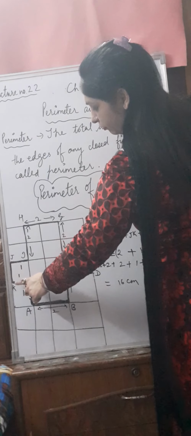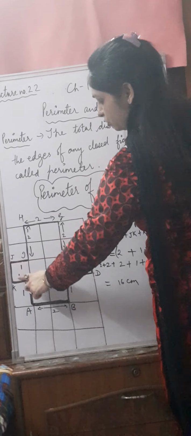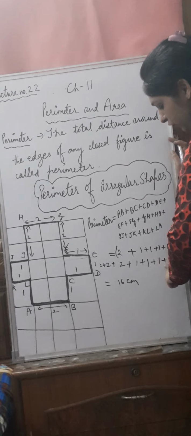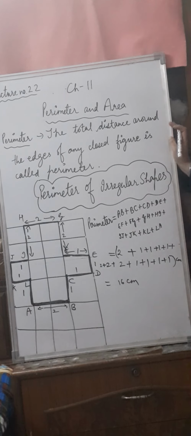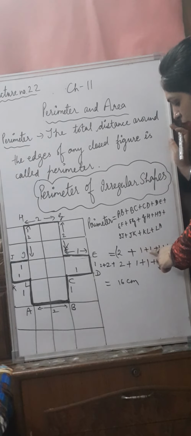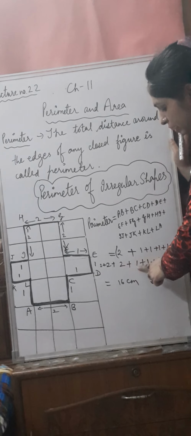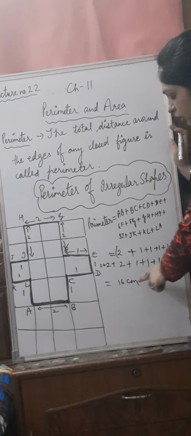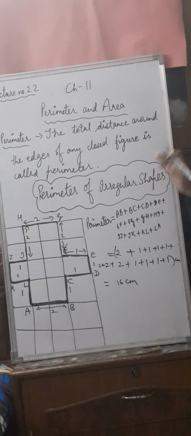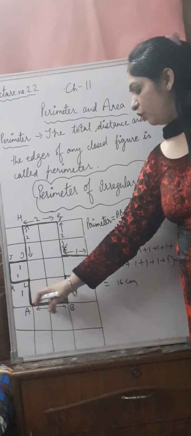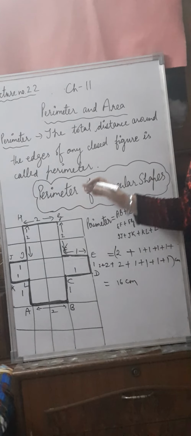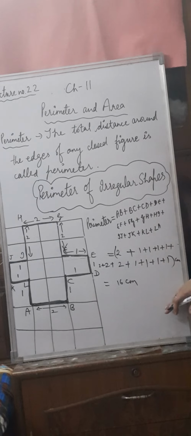Now 1, 1, 1, 1. That means 4 ones. So let's add this: 2 plus 1 is 3, plus 1 is 4, plus 1 is 5, plus 1 is 6, plus 2 is 8, plus 2 is 10, 12, 13, 14, 15 and 16. So this is 16 centimeters. That is the perimeter. That means the boundary of this irregular shape is the perimeter of the required figure.